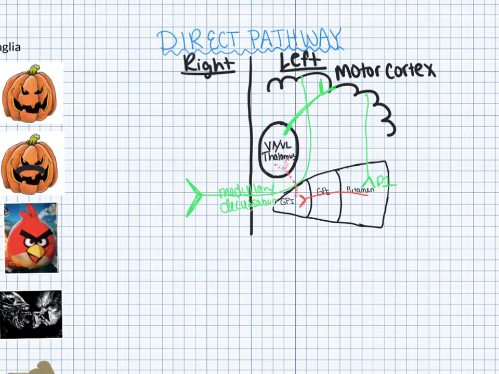So again, remember, this is the direct pathway. Remember that the motor cortex is going to provide excitatory input to the D1 striatal neurons in the putamen, which are going to inhibit the GPI neurons, which is going to allow for disinhibition of the thalamus. Therefore, the thalamus is able to excite the motor cortex, which allows for corticospinal neurons to provide excitation on the contralateral side of the body.